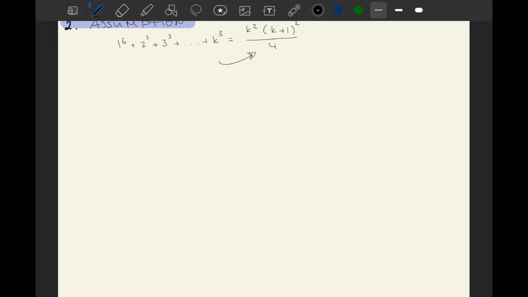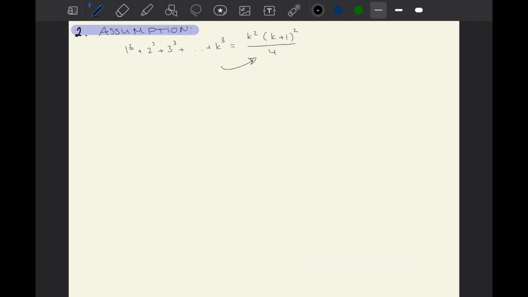Now, we have to make an assumption. Our assumption is that for n equals k, the rule is true. So the sum of 1 cubed plus 2 cubed up until k cubed does equal k squared times k plus 1 squared over 4. So we know that this right here is true.